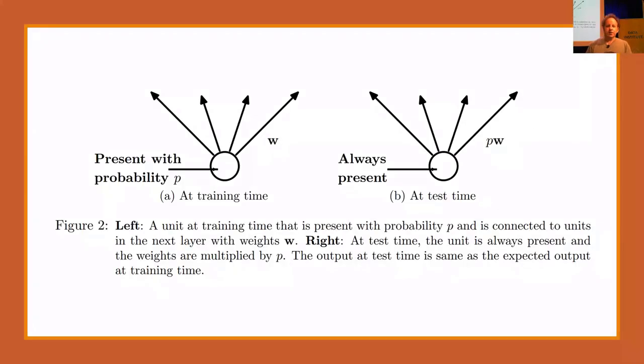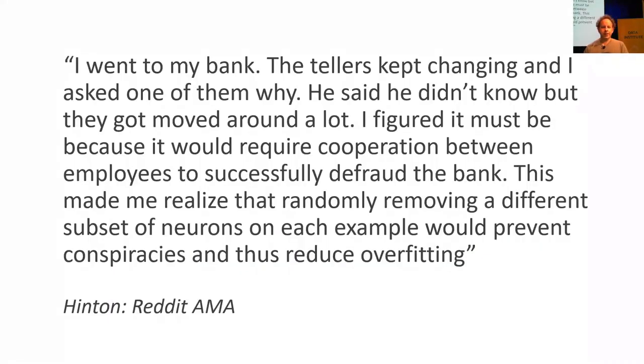In fact, Geoffrey Hinton described one of the parts of the thinking behind this as follows. He said he noticed every time he went to his bank that all the tellers and staff moved around. And he realized the reason for this must be that they're trying to avoid fraud. If they keep moving them around, nobody can specialize so much in that one thing that they're doing that they can figure out a conspiracy to defraud the bank.